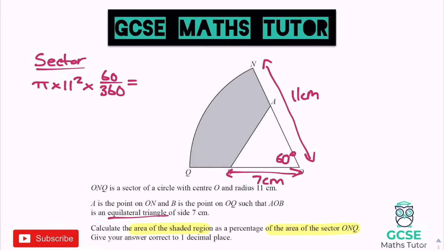63.355. Let's have a look. 63.355. It wants my answer to one decimal place, so I'm going to leave them all to at least 3. Right, there's the sector. So now let's work out the area of the triangle, and then we can get the area of the shaded section.